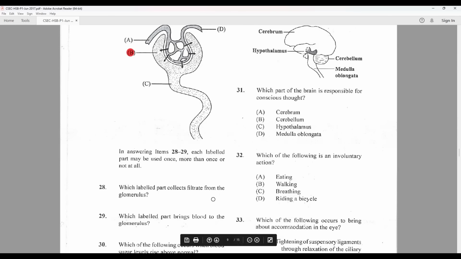Which labeled part brings blood to the glomerulus? We know that the afferent brings blood to, and the efferent takes blood away. So A is the answer for 29.